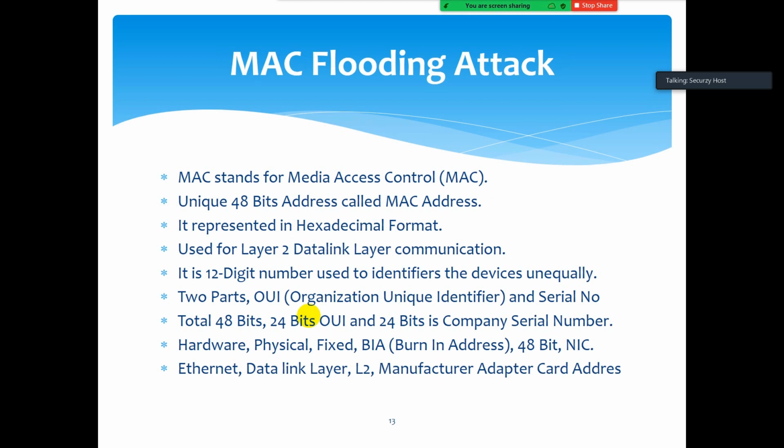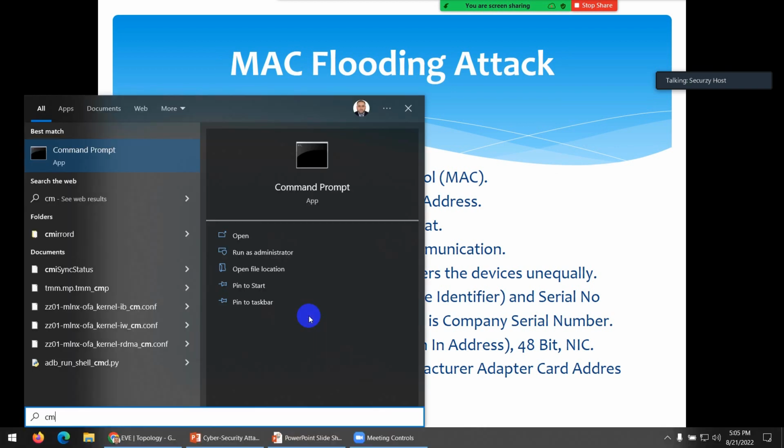First one is MAC flooding attack. We already know MAC, media access control. It is basically a 48-bit address which is burned on your interfaces. On all your interfaces, this is basically 12 digits. So if you want to find out, let me go to CMD.